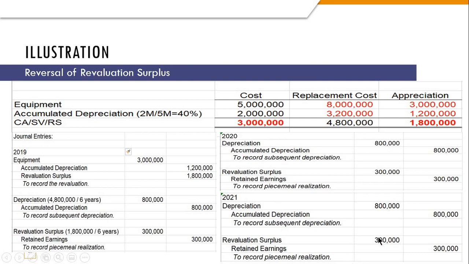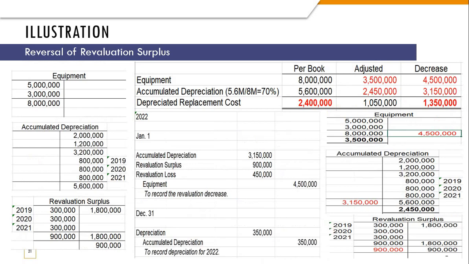So how much did we remove as value of the revaluation surplus for 3 years? That's 300, 300, 300, so that's 900,000. So 1.8 million na revaluation surplus, tinanggalan natin ng 900,000 for 3 years, so may balance pa na revaluation surplus for 900,000. Yun yung i-close muna natin on January 1, 2022. So i-close muna natin yung revaluation surplus.